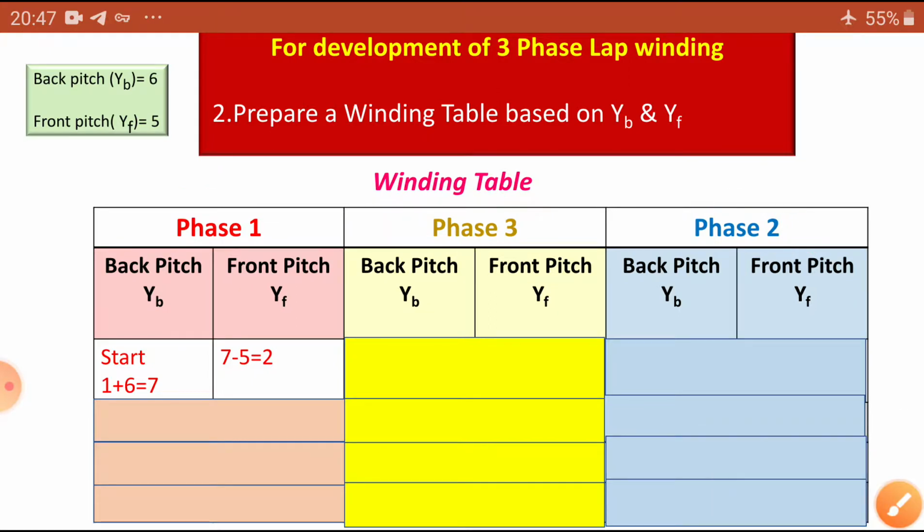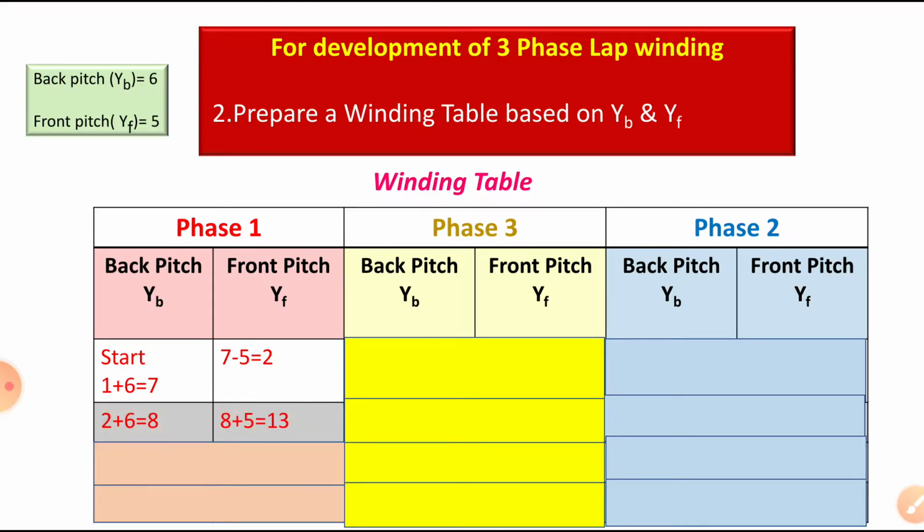So we take, starting from 1 plus 6, that is 7, 7 minus 5 is 2, and 2 plus 6 is 8. Here 8 plus 5, instead of 8 minus 5, we are taking 8 plus 5, one pole pitch, we take 13. 13 plus 6 is 19, 19 minus 5 is 14, and 14 plus 6 is 20. 20 is the finishing. So 8 conductors, 8 slots allotted under R phase, under 4 poles.